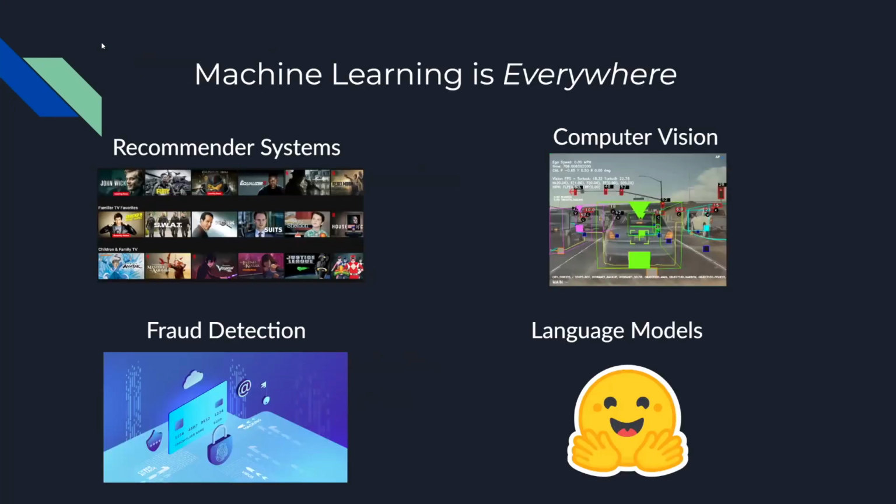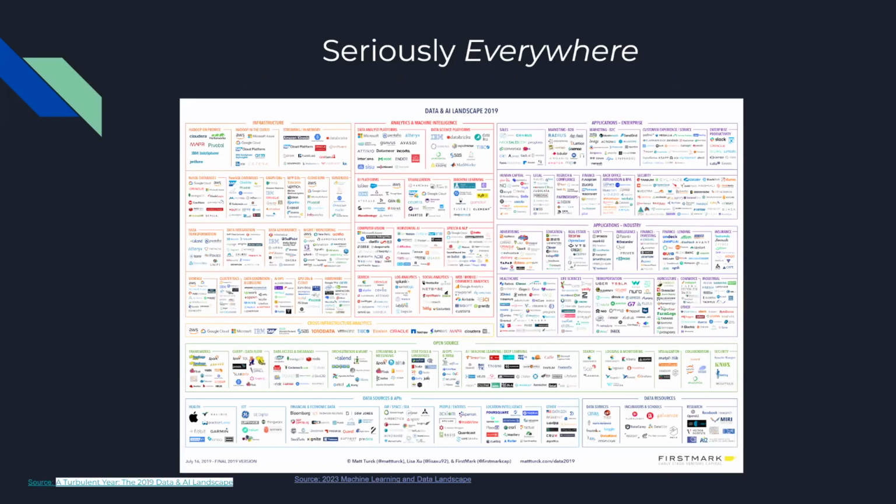So we've all heard of machine learning. It's everywhere, from your Netflix to your self-driving car, your Waymo, fraud detection, language models. Everybody is all over language models. By the way, if you don't know Hugging Face, I highly recommend checking them out. They're awesome. Clem is also on Twitter, so I recommend following him. He's the CEO. But yeah, there are tons of companies that do this.